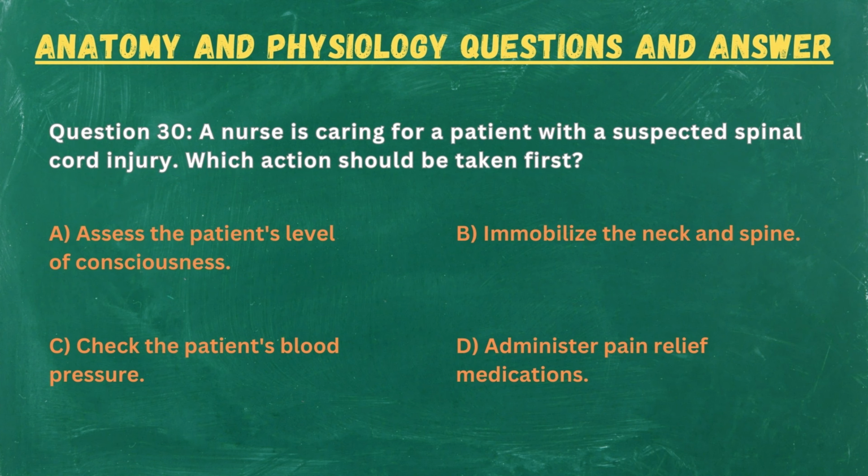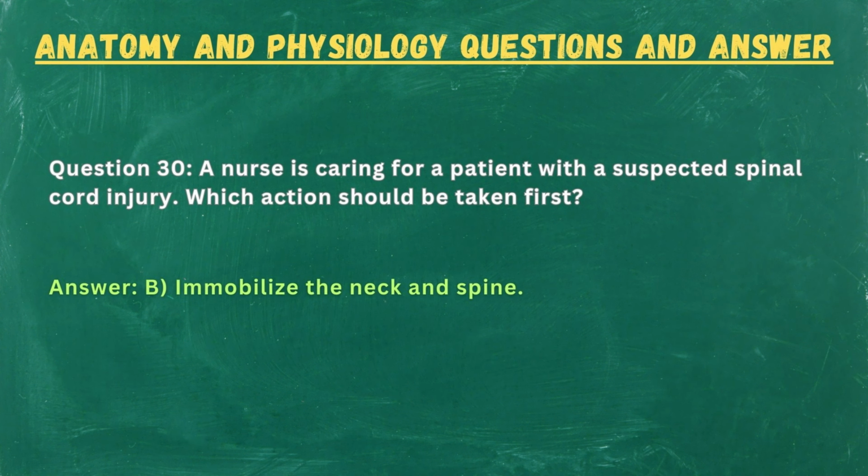Question 30. A nurse is caring for a patient with a suspected spinal cord injury. Which action should be taken first? A. Assess the patient's level of consciousness. B. Immobilize the neck and spine. C. Check the patient's blood pressure. D. Administer pain relief medications. Answer B. Immobilize the neck and spine.